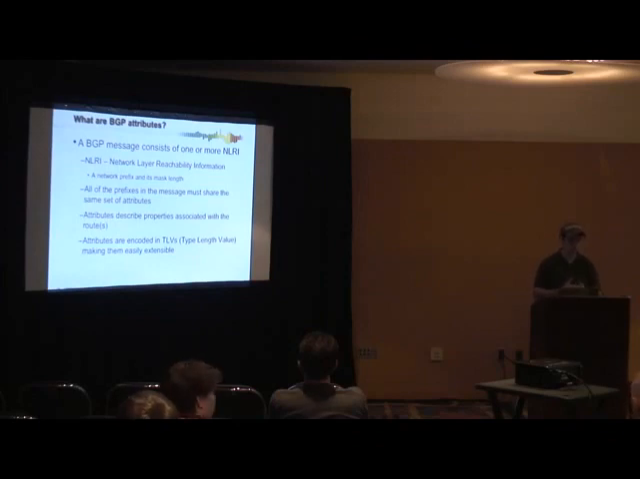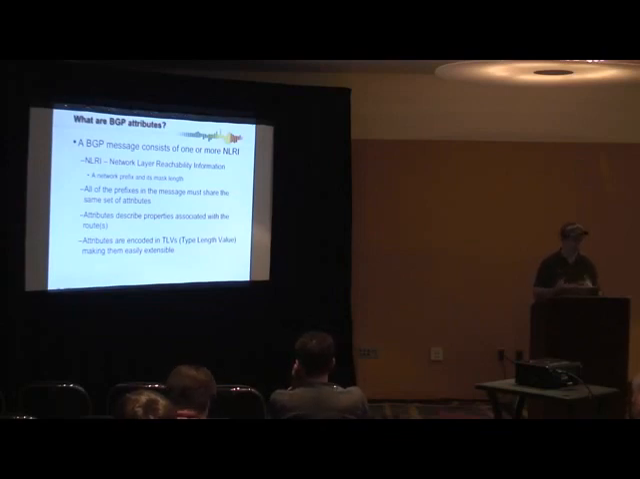Well, a BGP message consists of one or more NLRI. Well, what's an NLRI? NLRI is network layer reachability information. It's typically a prefix and its mask. So whenever anyone talks about an NLRI, they're talking about a prefix and a mask.